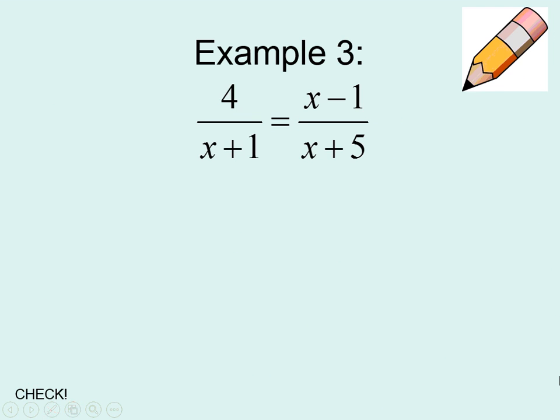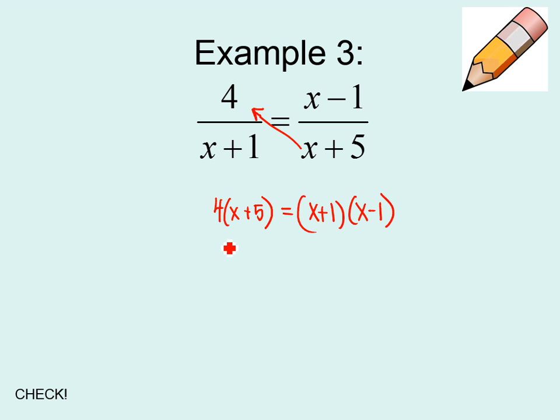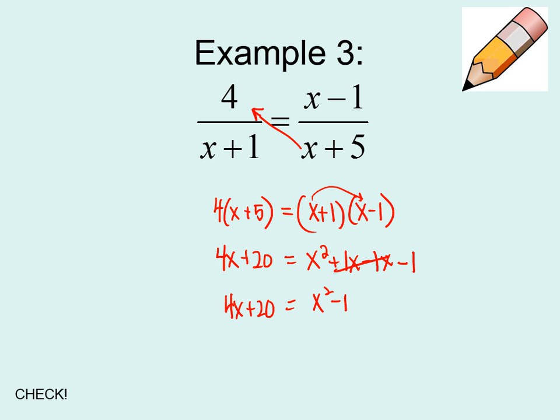Okay, let's try another one. Two fractions that equal each other, proportion again. We have 4 times x plus 5, and we have x plus 1 times x minus 1. Single distribute, 4x plus 20. Double distribute, x squared plus 1x minus 1x minus 1. Those cancel. We're left with 4x plus 20 equals x squared minus 1.